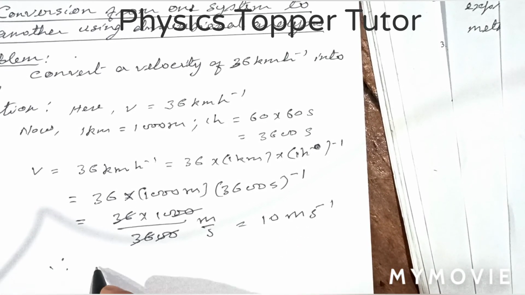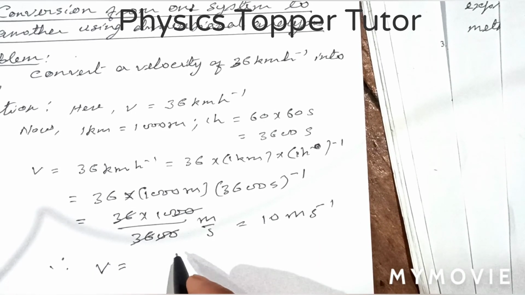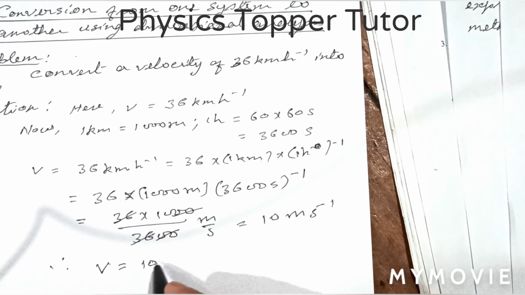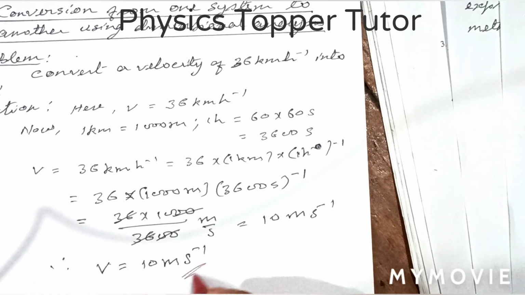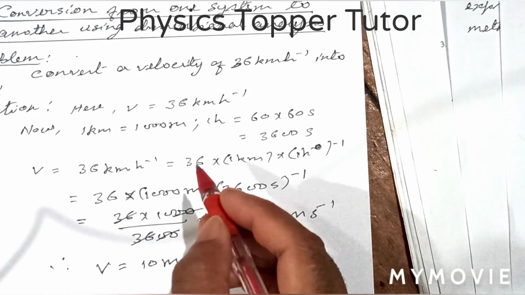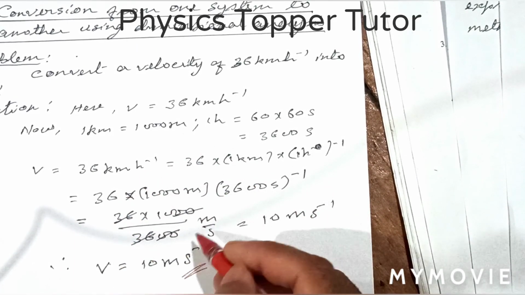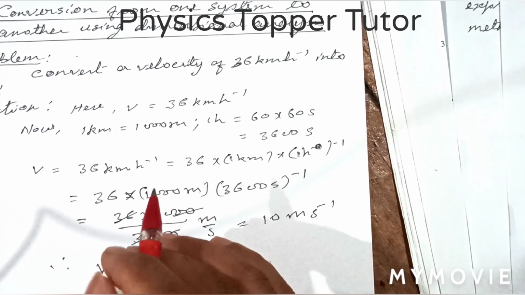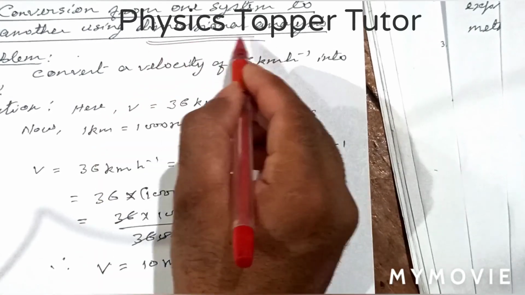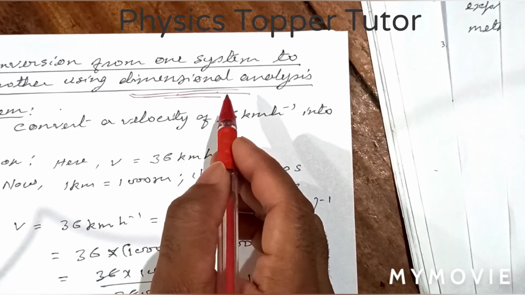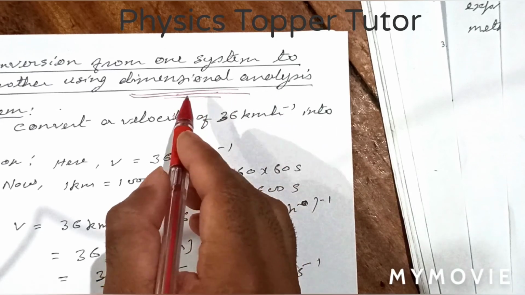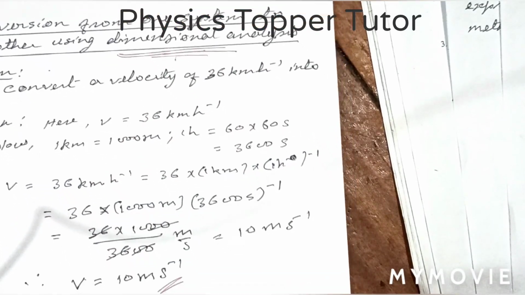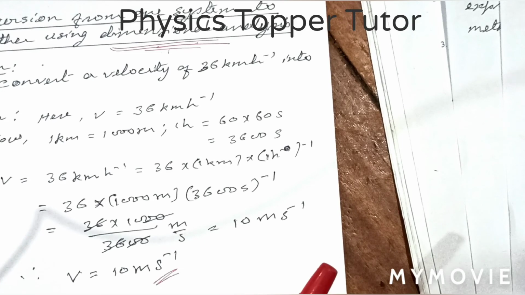Therefore we converted a velocity of 36 km per hour into 10 meter per second. So this is the answer. So we usually apply it like this. It is very simple in real life. However, there is another way, with the help of dimensional analysis. So we are going to do this same problem with the help of dimensional analysis.